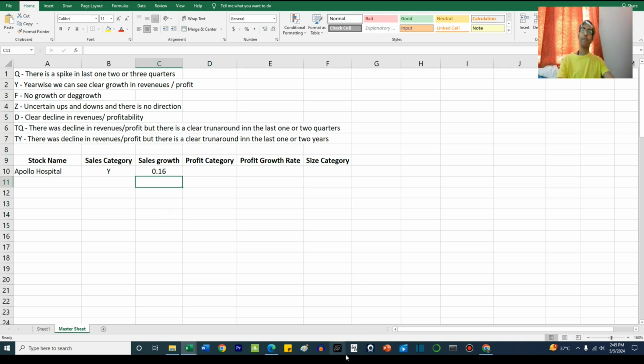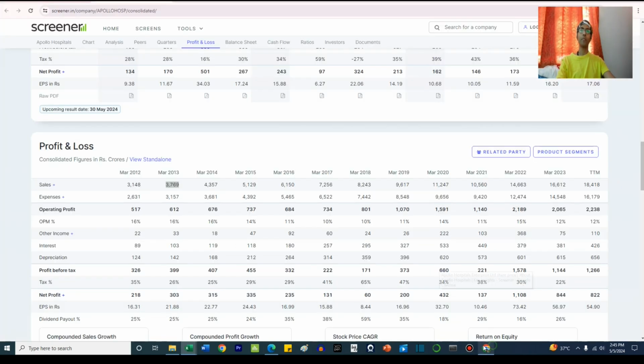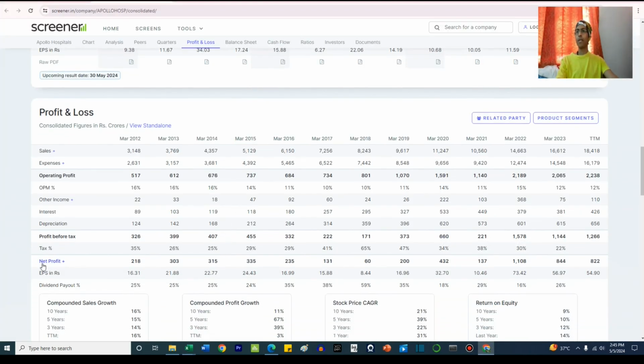Now, sales category has been clearly defined. Now we go to the profit category and profit growth rate. We come to the net profit section. So you can see it's 218, 303, 315, 335, 235. So the profit category is another clear demonstration that if the sales category is Y, it does not necessarily mean that the same will be true for the profit category also. It can be different too. So here you can see from the initial stages, the numbers dwindle till March of 2018. Then again they revived and they are doing very well right now, right?